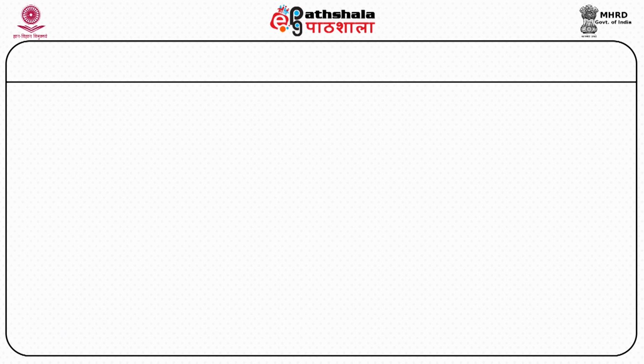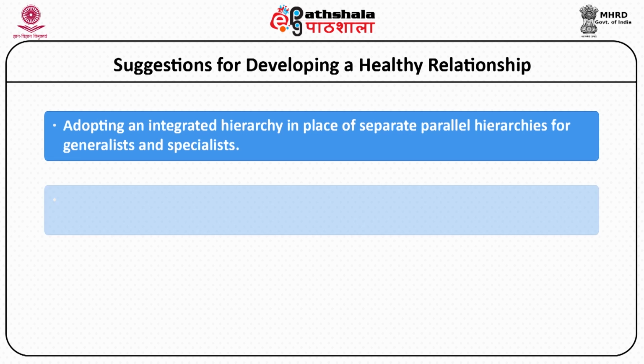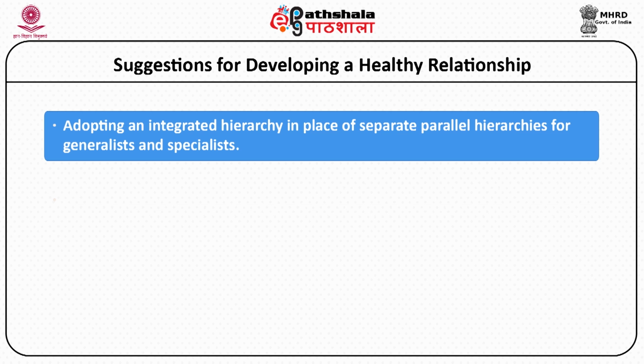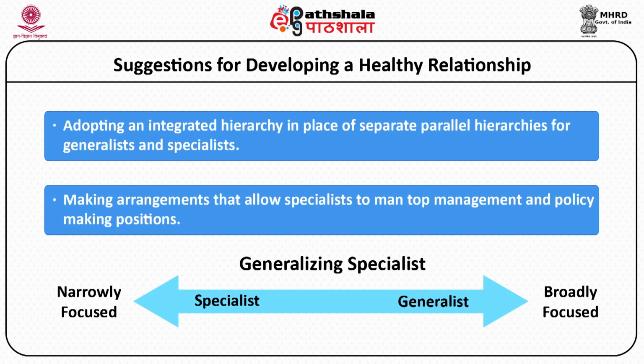A very good suggestion that can be considered is that we should do away with the parallel hierarchies of journalists and specialists, and consider an integrated hierarchy where both journalists and specialists get a chance to man top positions. Thus the specialists can understand the perspective of the journalist in a better way, and journalists, when they man technocrats' positions, can understand the specialist point of view in a better way.